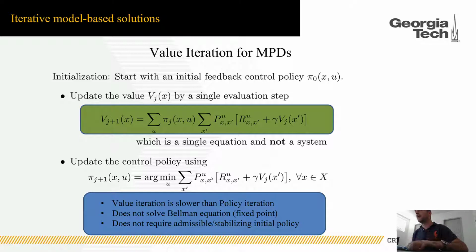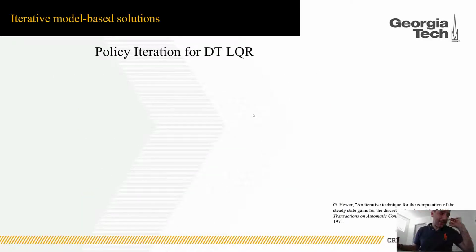It does not solve the Bellman equation, and it does not require an admissible stabilizing initial policy, as I said. Of course, every method has its pros and cons. Now, let's see how we can put policy iteration and value iteration, which are used in reinforcement learning, to use in control, in the famous problem of the linear quadratic regulator.